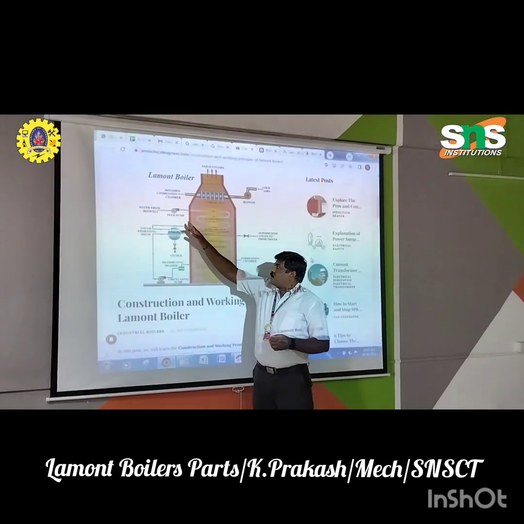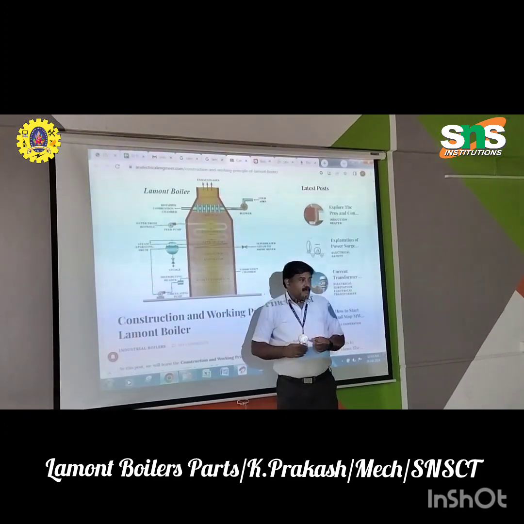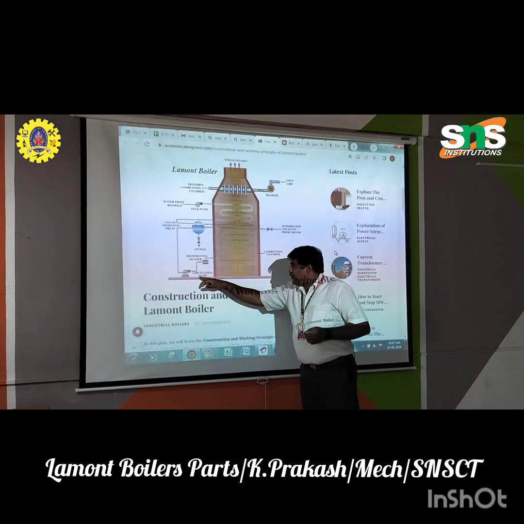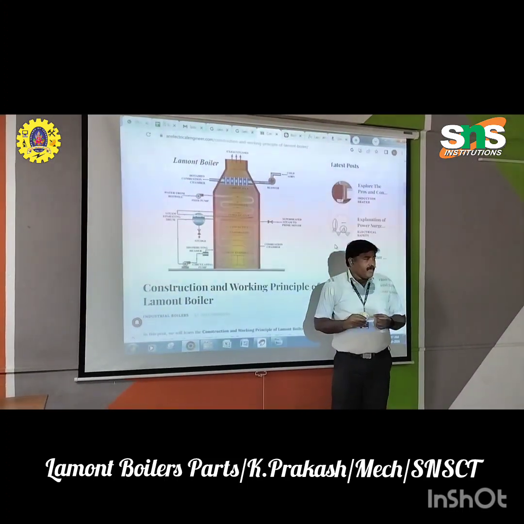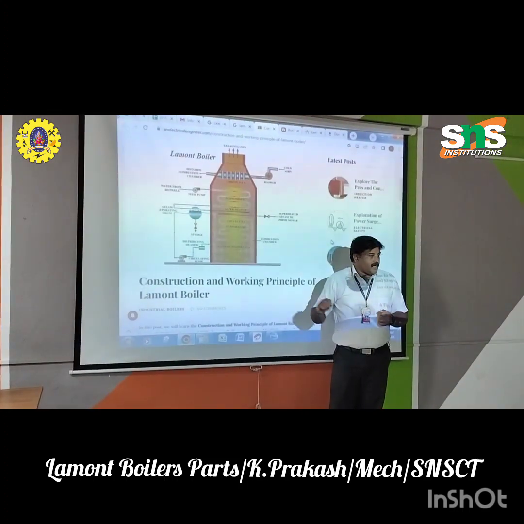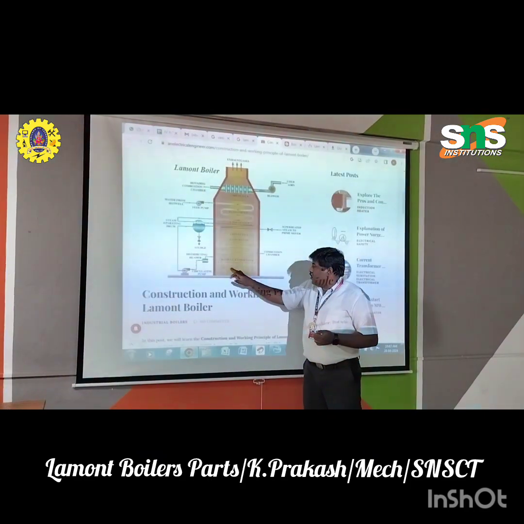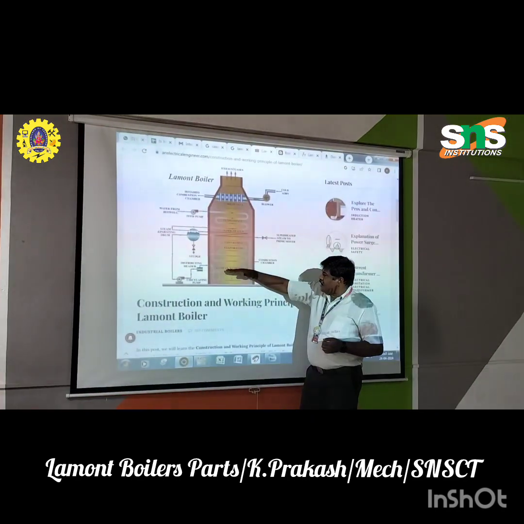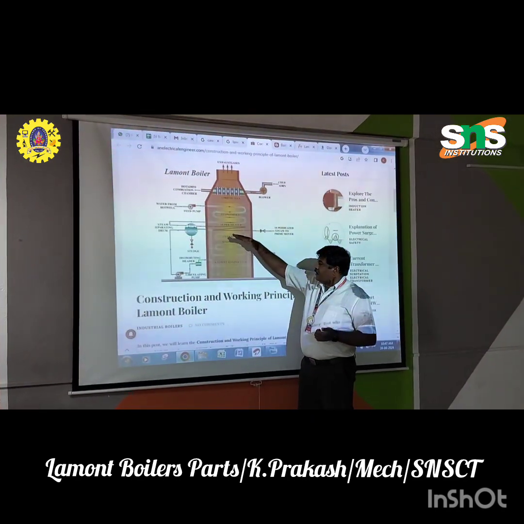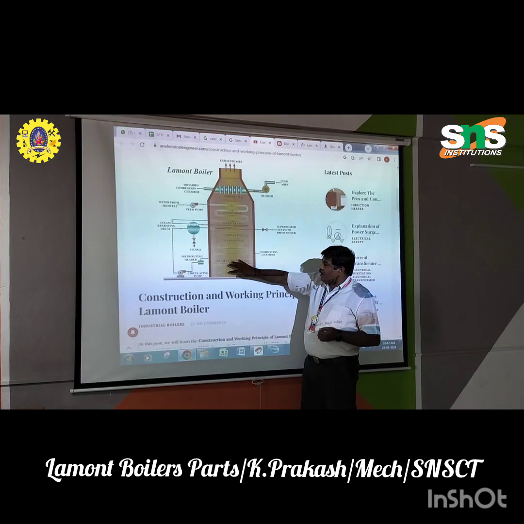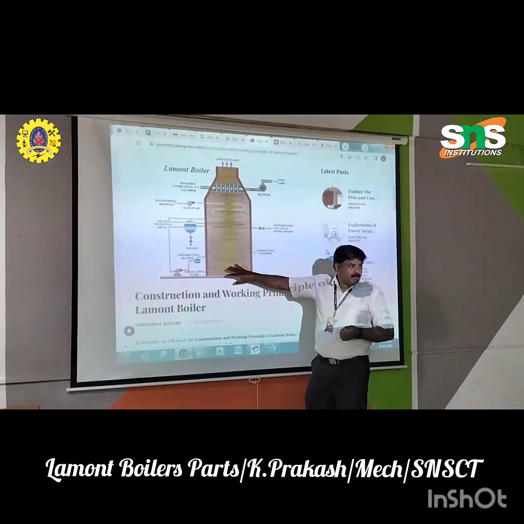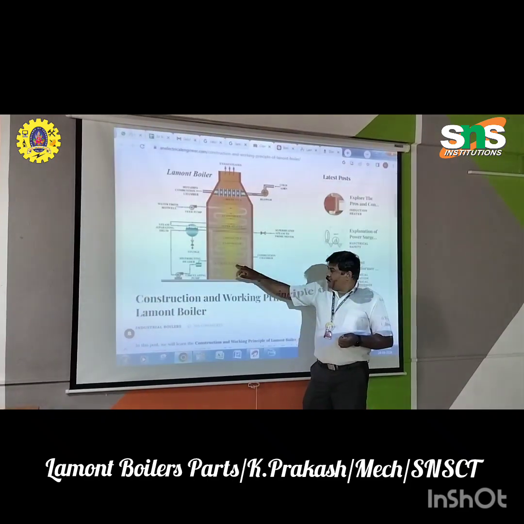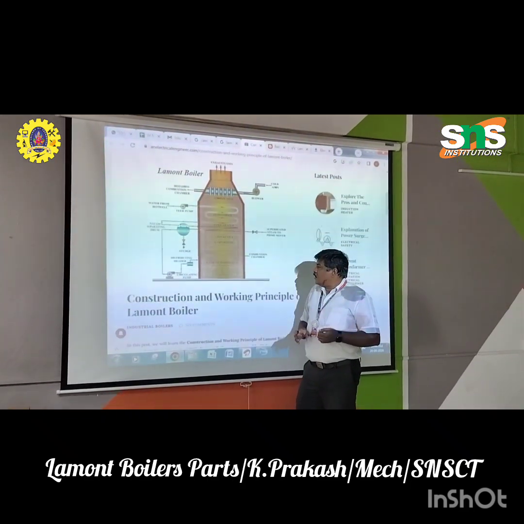So what is the purpose of the pump? I have discussed that it is used to pump the water. The circulating pump circulates the water to the radiant evaporator and the convective evaporator. Here the heating of the water takes place in a more efficient manner, because it is nearer to the combustion chamber. So this zone is called the radiant evaporator.